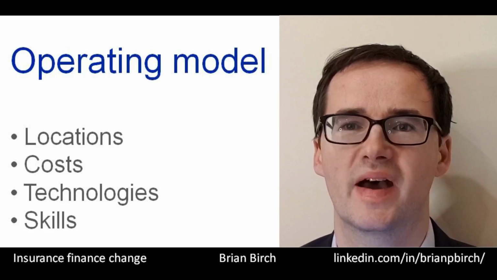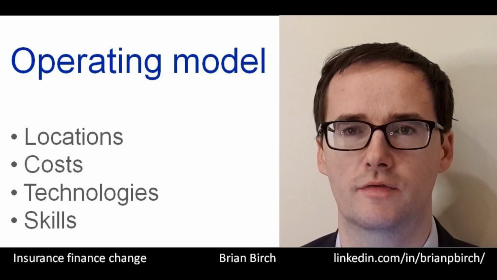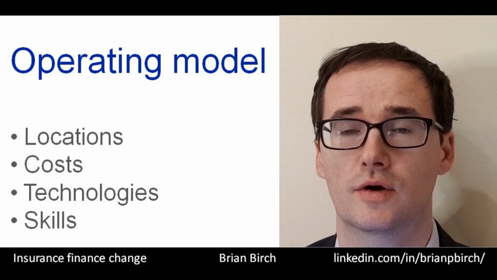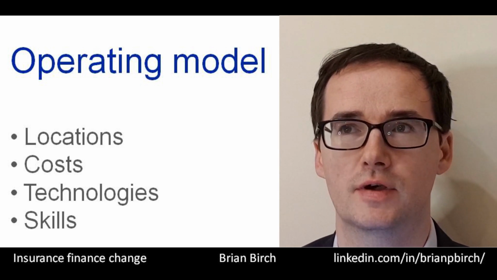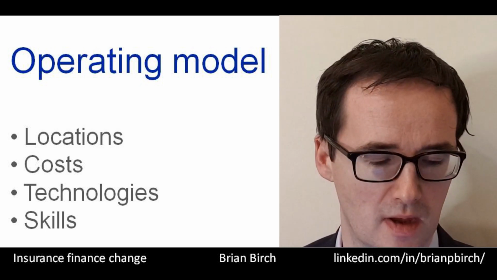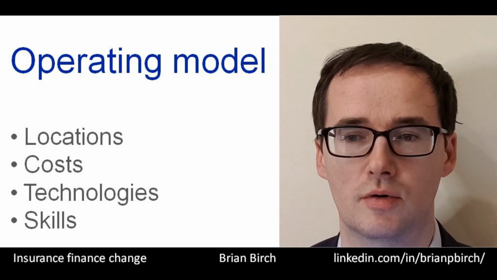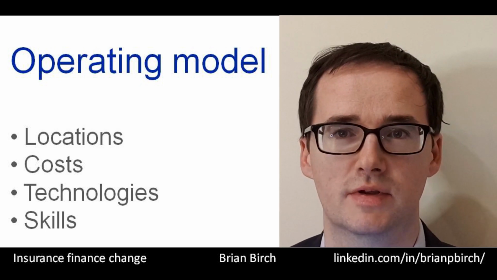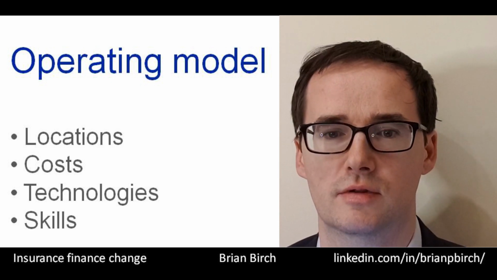Aspects of the operating model to consider for IFRS 17, including the locations of the various business units and the technology, the costs involved. Do you want the lowest cost? Do you want to get the best possible technology? And what are the cost implications for that?